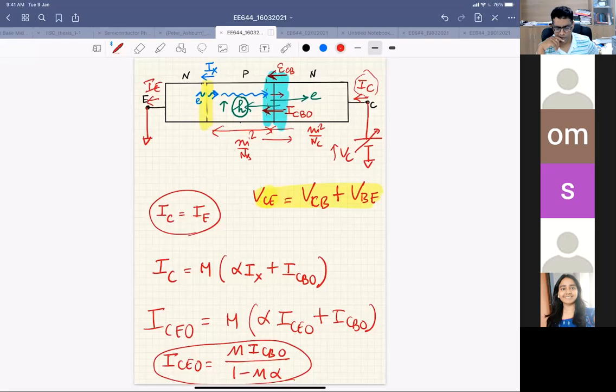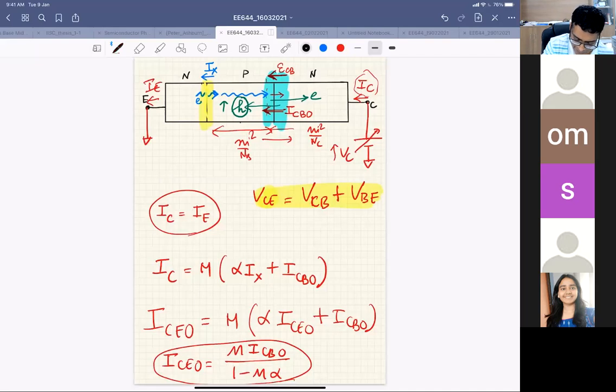Sir, this equation, ICEO equals M alpha times ICEO. I didn't understand how this ICEO came here. How did we replace Ix with ICEO? Because Ix is the current flowing, right? IE, right? So basically I started with this.